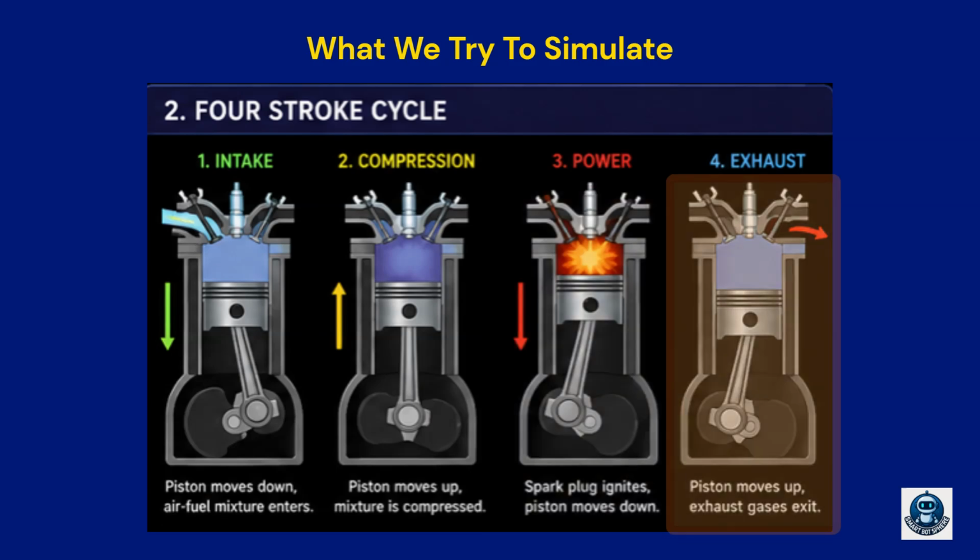Finally, we have the exhaust stroke. The piston moves upward again. This pushes the burnt gases out of the cylinder. The engine is now ready to start the next cycle. These 4 stages repeat thousands of times every minute while the motorcycle is running. Now let's see how our Python animation simulates this entire process using simple mathematical calculations.